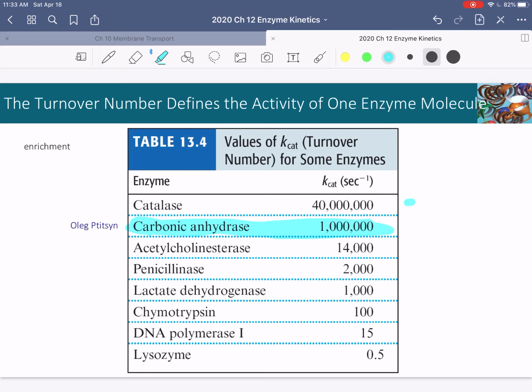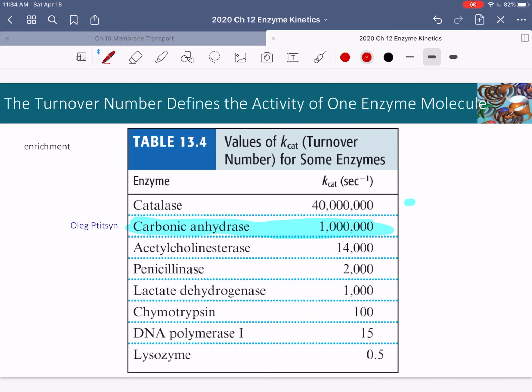But carbonic anhydrase was studied by the Russian scientist Oleg Petitsin, who pronounced it "carbonic anhydrase," because he had a speech impediment in addition to an extremely thick Russian accent. But his slides were beautiful, so even though you couldn't understand a damn thing he said, you could certainly understand his genius by watching the slides when he gave a talk.